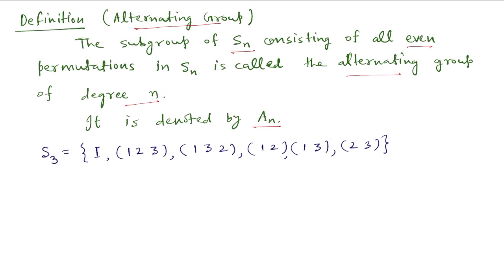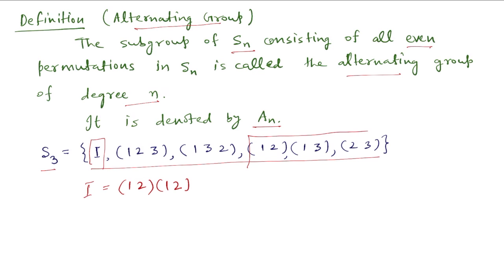The symmetric group of degree 3 is this, consisting of 6 permutations. Identity we know is an even permutation because we can write I as (1 2) times (1 2). These three permutations (1 2), (1 3) and (2 3) are already in the form of a product of transpositions. They are themselves transpositions, a product of one transposition. So all these three are odd permutations. These are odd.